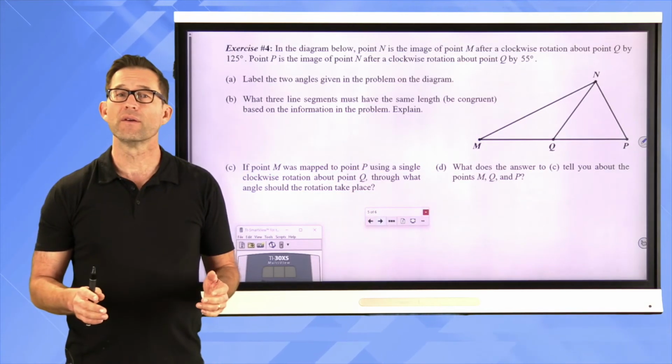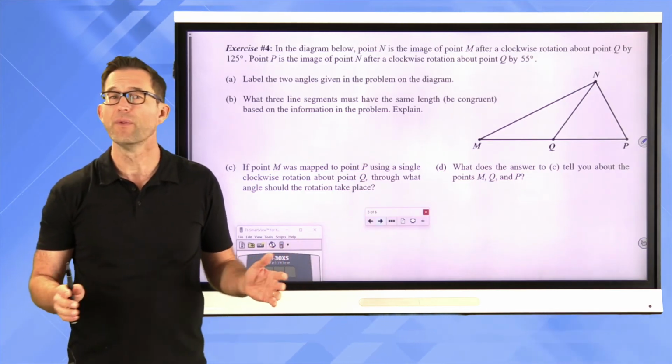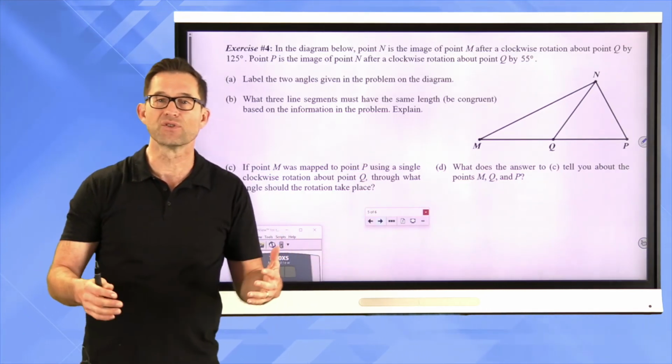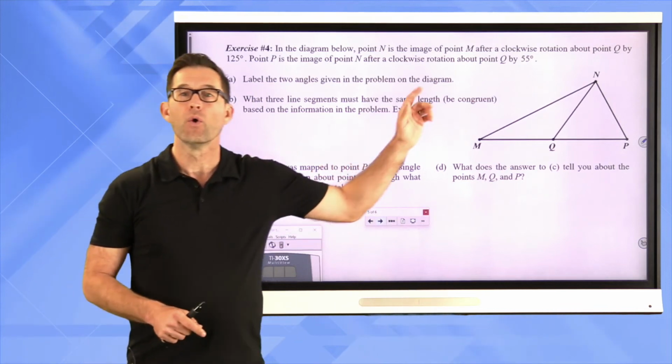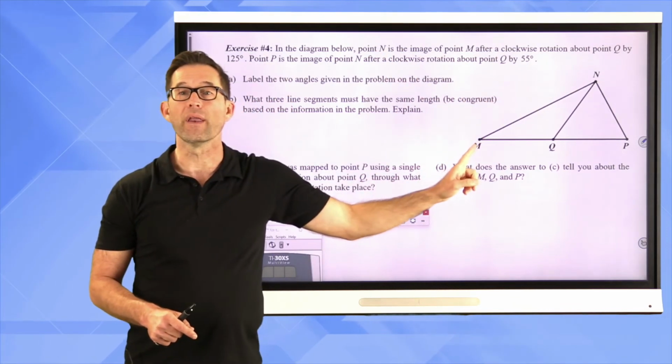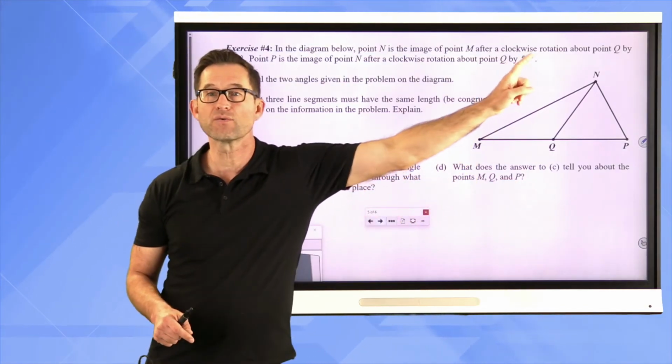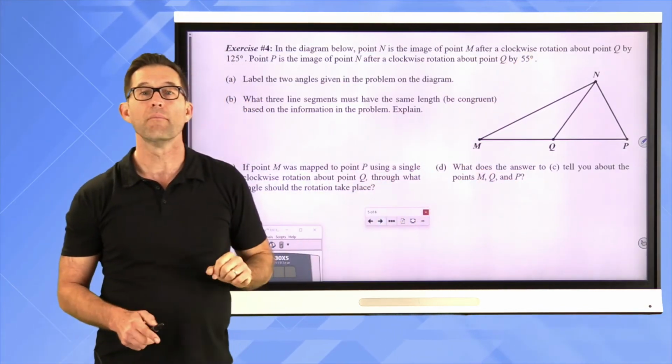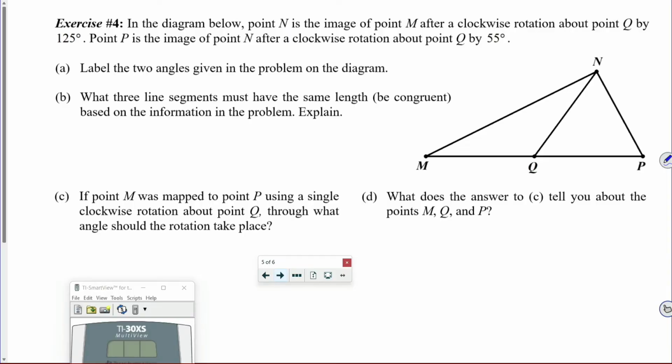Now, you might be thinking to yourself, well, there's no circles here, right? That's fine. We don't actually have to have the circle drawn, but to be very clear, we are told that point N, right up here, is the image of point M after a clockwise rotation about point Q by 125 degrees. In other words, if we did draw in the circle, it would look something like this, and this angle would be 125 degrees.